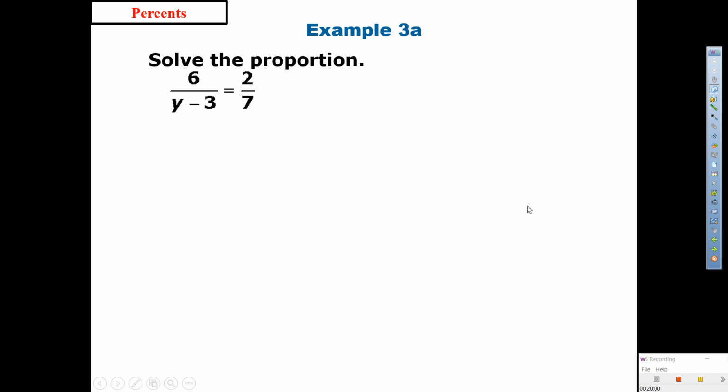Example 3a. Now, it said on the previous one, it said check. We know how to check, right? We substitute into the original equation to see if it's actually true. If it's proportionate, yes. It says solve the proportion. 6 over y minus 3 equals 2 over 7. Tell your neighbor the first thing you're going to do for that one. Then we'll have Natalie get us started.